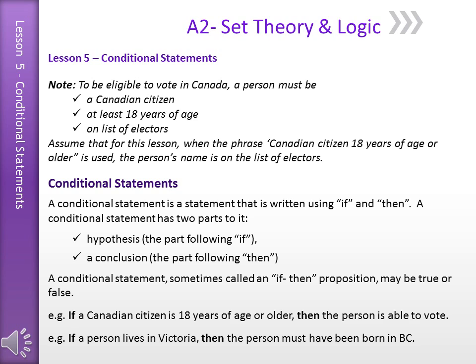Conditional statements. A conditional statement is a statement that is written using if and then. A conditional statement has two parts to it: the hypothesis, the part following the if, and a conclusion, the part following then. A conditional statement, sometimes called an if-then proposition or if-then statement, may be true or false. For example, if a Canadian citizen is 18 years of age or older, then the person is able to vote. Or, if a person lives in Victoria, then the person must have been born in BC.